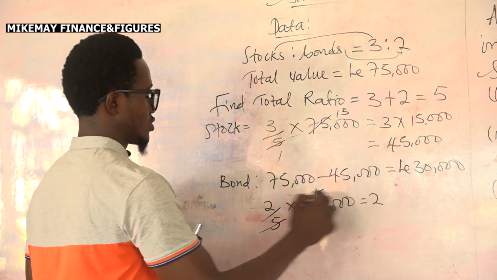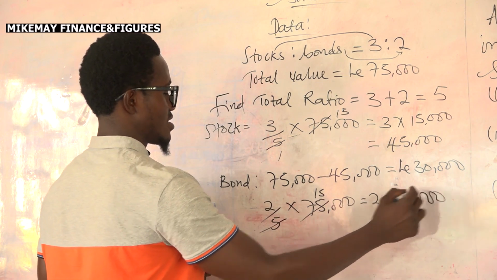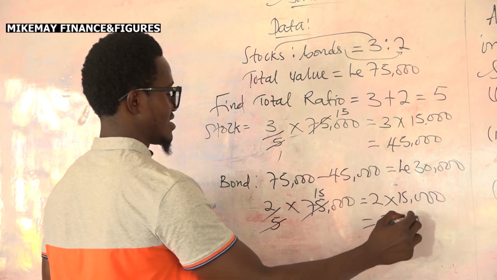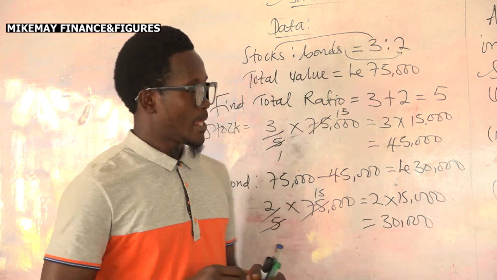So we are now left with 2n times 15,000. This should result to 30,000. See that? So either method is fine.